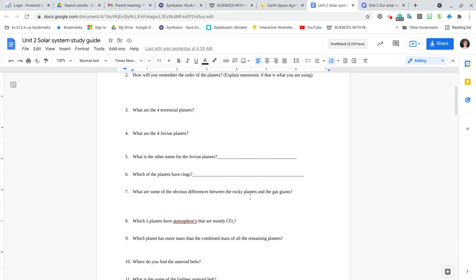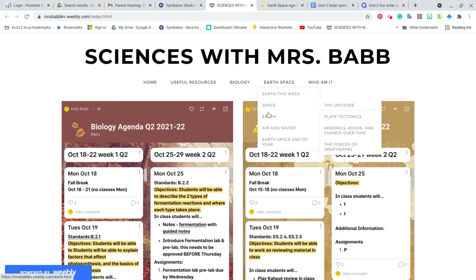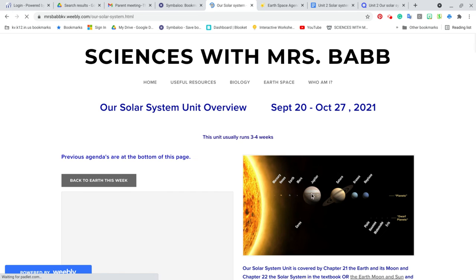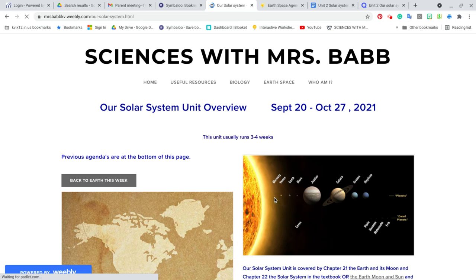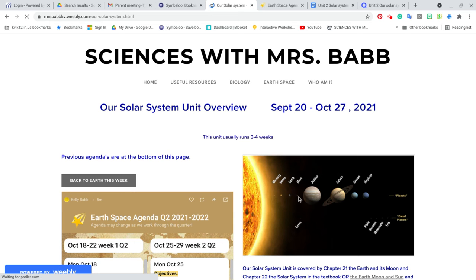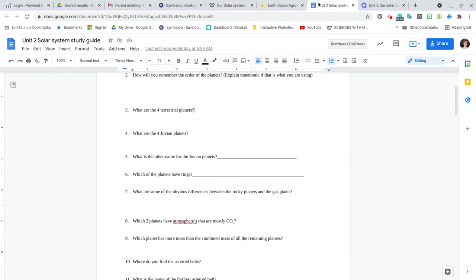What are some of the obvious differences between the rocky planets and the gas giants? Well, if I go here to our solar system and I just look at this, what's the very first thing I notice between the terrestrials and the gas giants? Their size, right? Another thing we know, these guys are the rocky planets. These guys are the gas planets. So those would be 2 big differences.